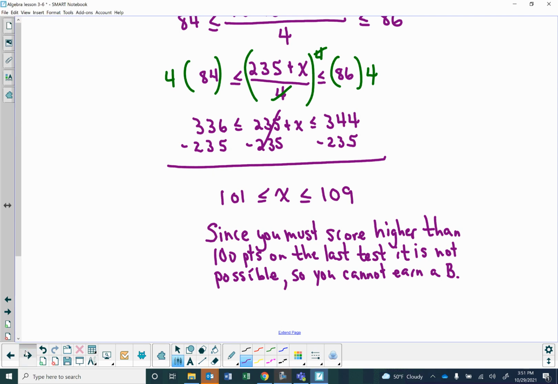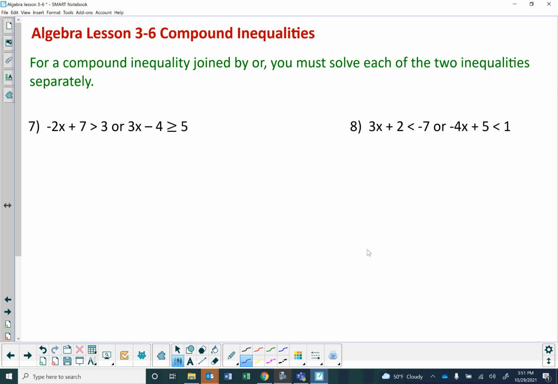Okay, now when we are solving an inequality that is joined by or, you just solve the two inequalities separately, and then when you list the answer, you must make sure you put the or in the answer. For example, if I have negative 2x plus 7 is greater than 3, or 3x minus 4 is greater than or equal to 5, I simply need to solve both of these inequalities separately.